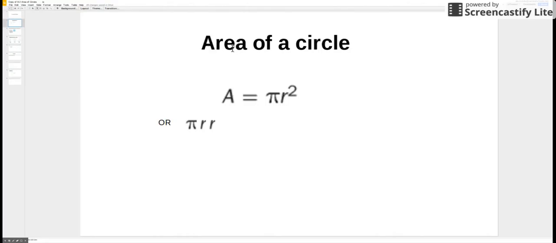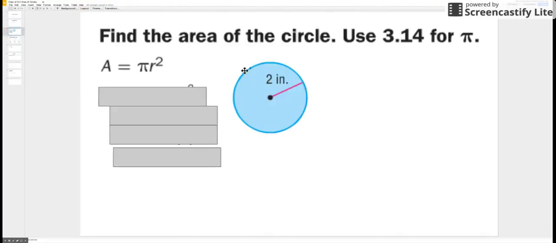Also remember that area is whatever is on the inside of the circle, just like the area of a square is what's inside of a square, and the area of a rectangle is whatever is inside the rectangle. So let's look at this question.